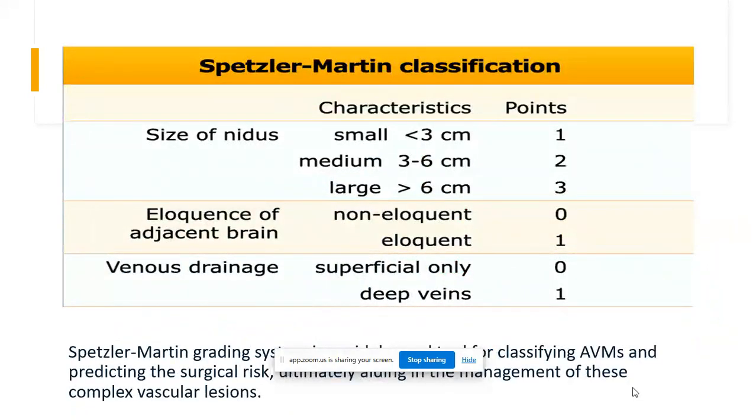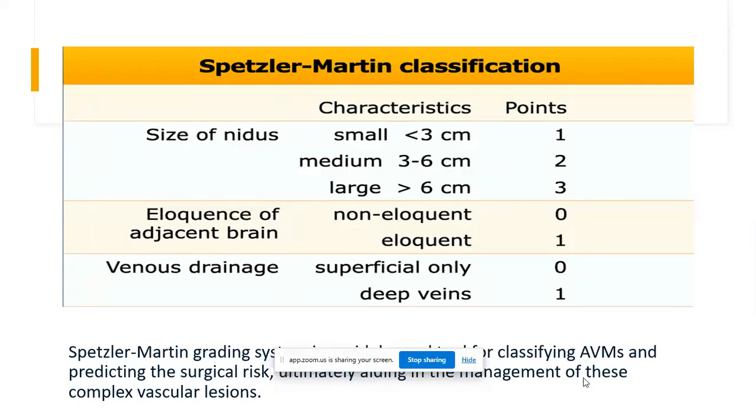It is important to classify the arteriovenous malformations. So we use a classification known as the Spetzler-Martin classification. It is used to assess the operability and predict the surgical risk of cerebral arteriovenous malformations. This system considers the size, location, and presence of deep venous drainage. The goal is to provide a more accurate risk stratification for patients.